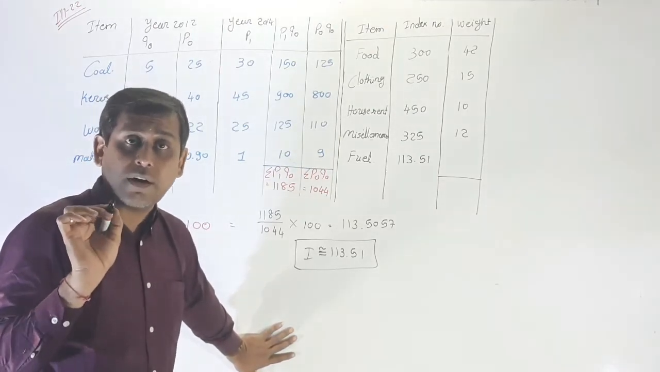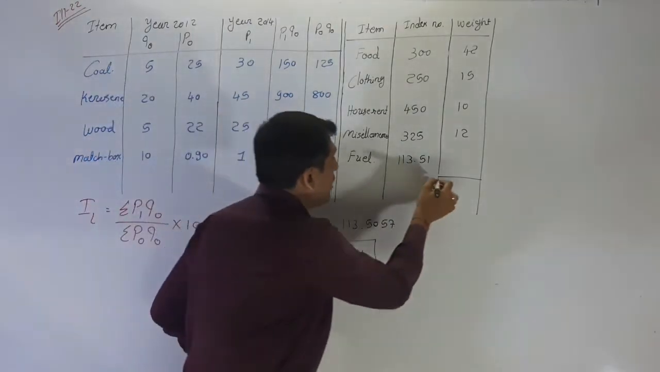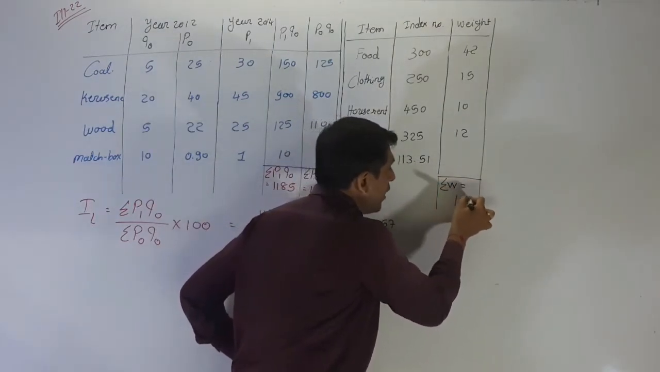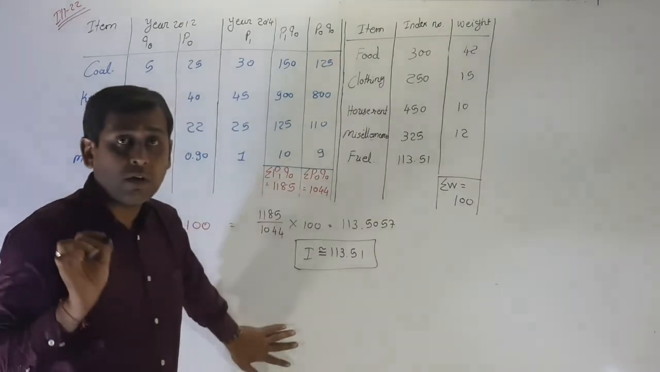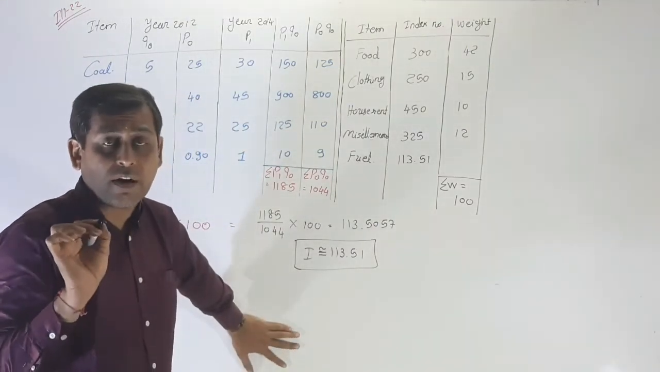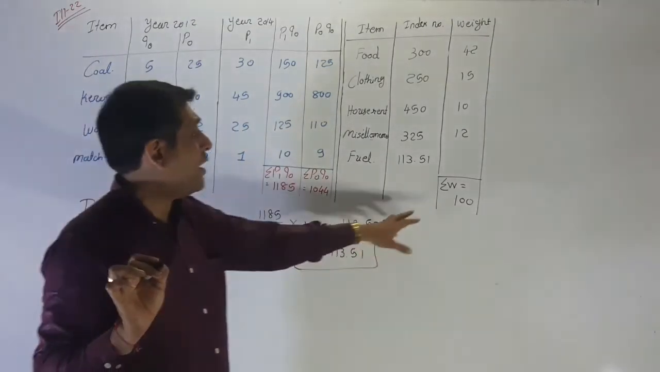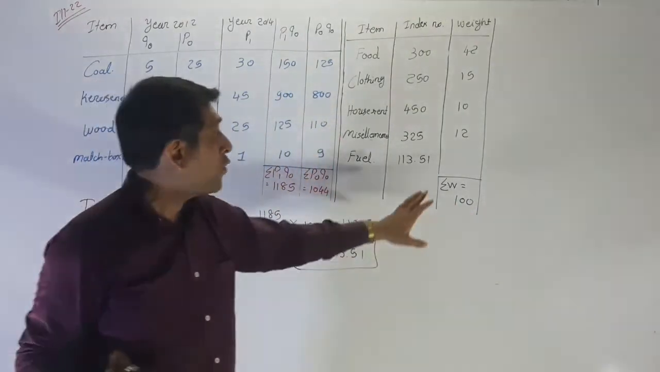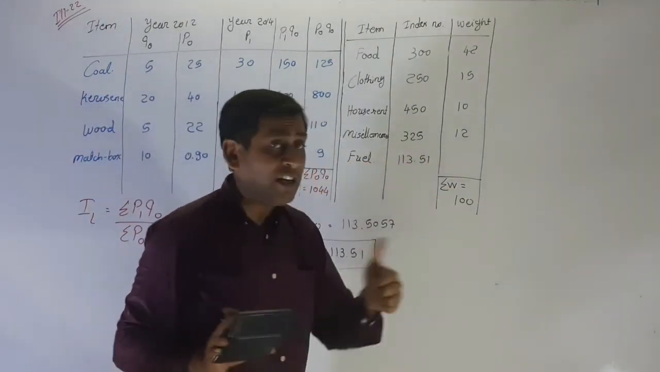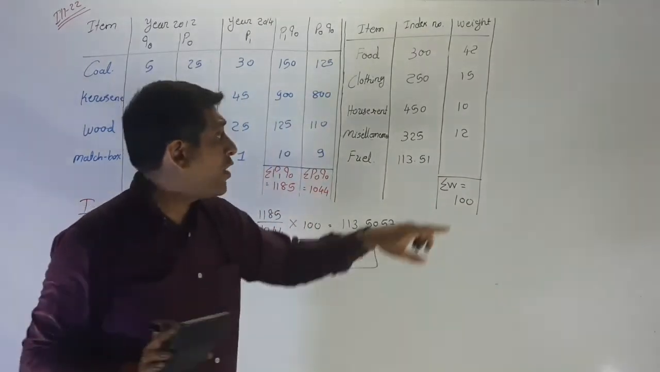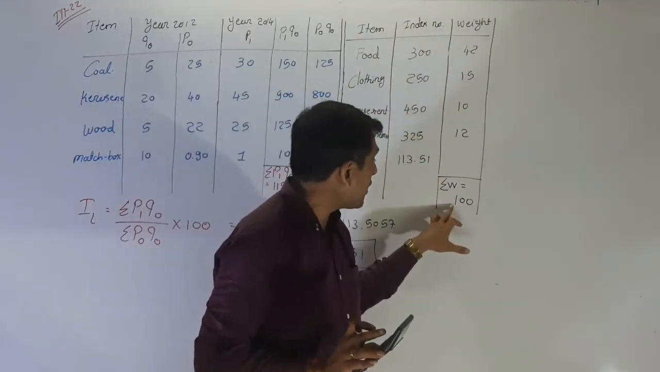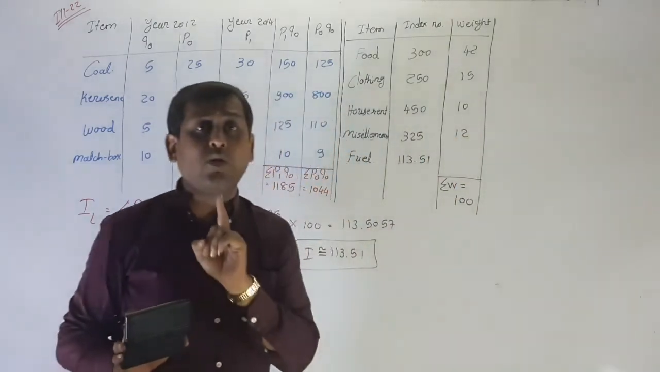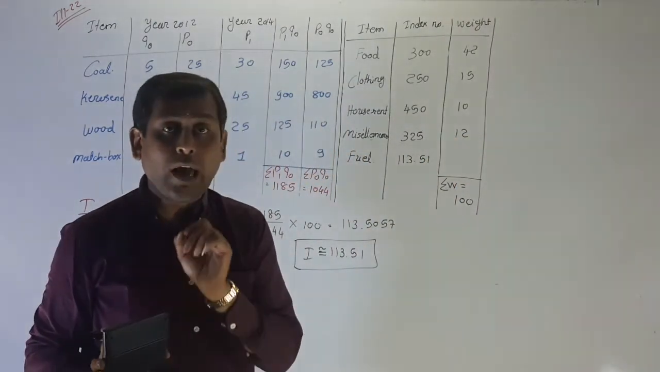The weight is given as a percentage, and the percentage total is always 100. That's why sigma W is equal to 100, compulsory. Here the fuel weight is not given, so we can find it by subtracting all these weights from 100.